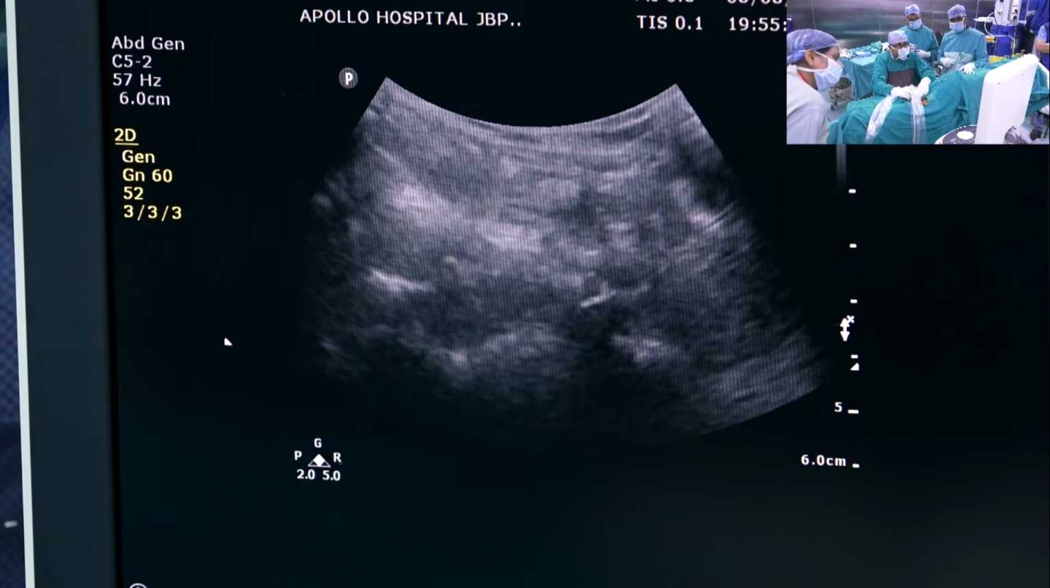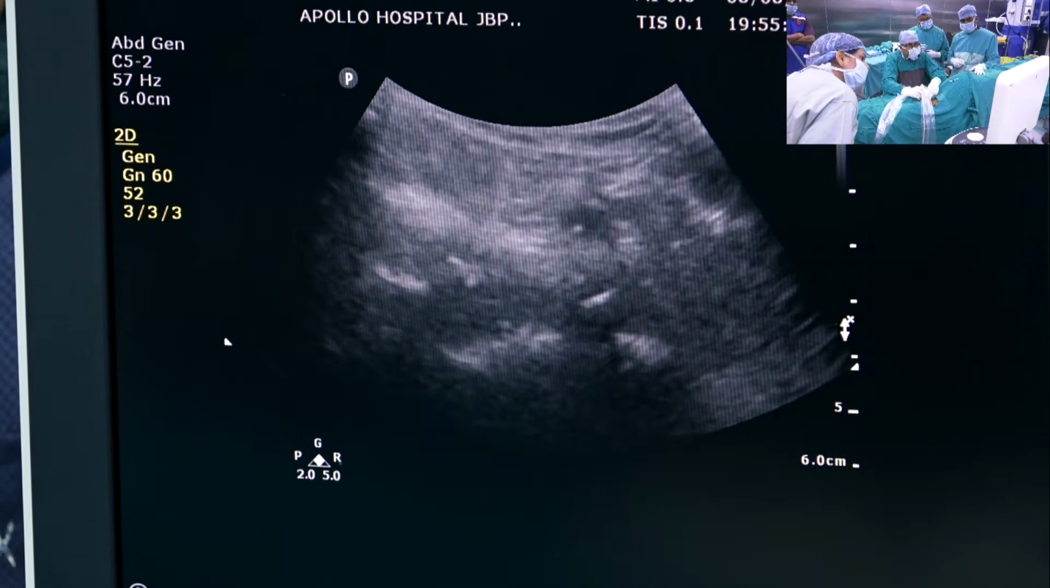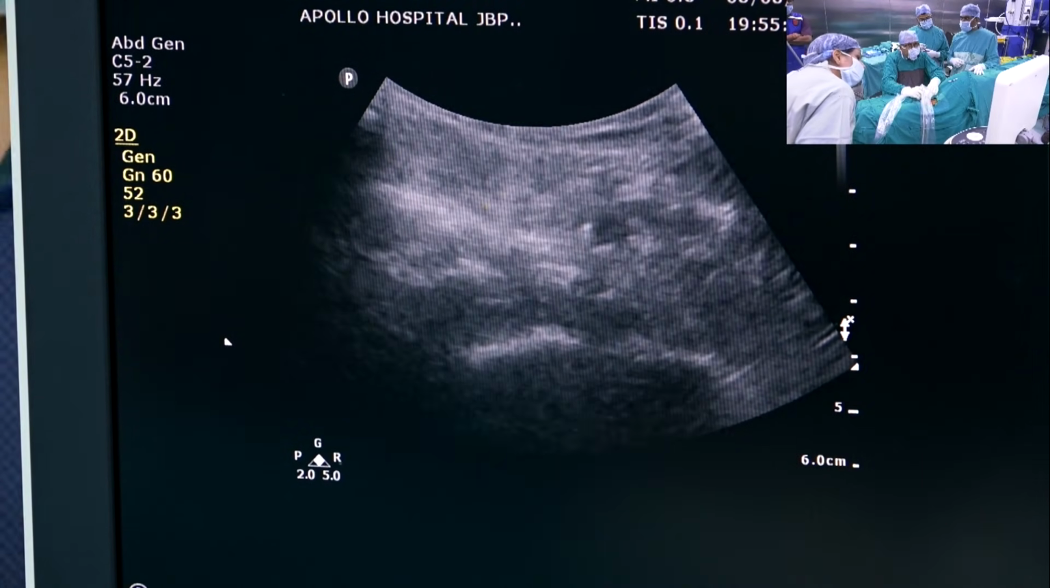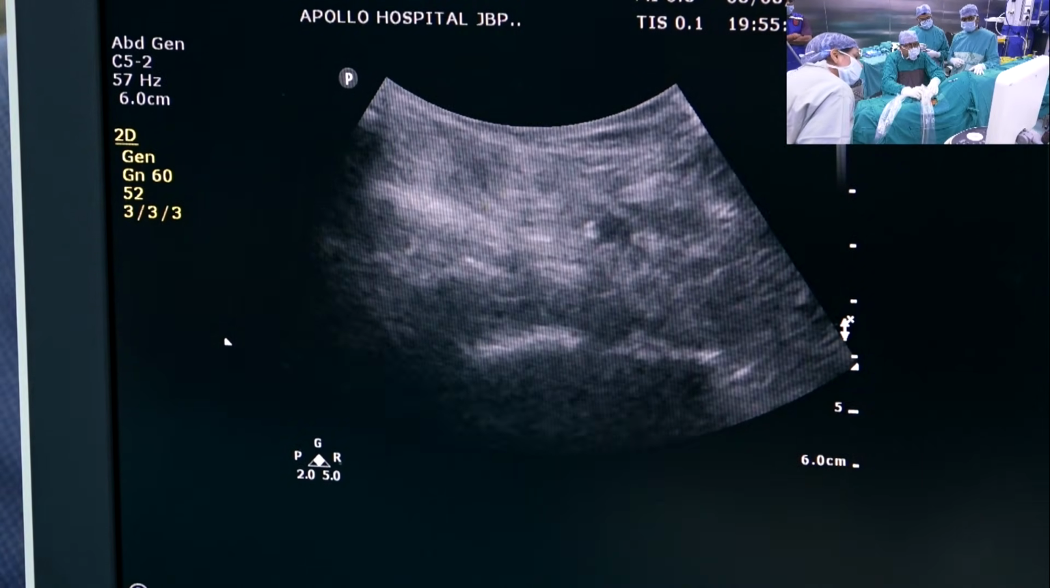See, we are just about to enter. Can you see the tip of the needle? We are on the superficial part of the anterior cruciate. Now we are inside the ACL.